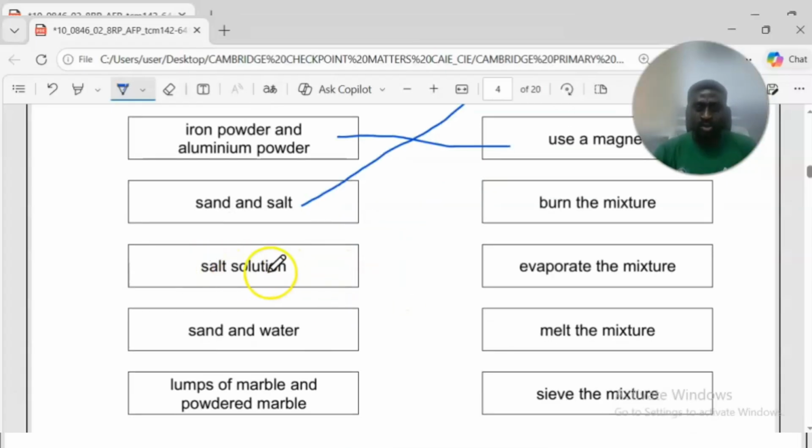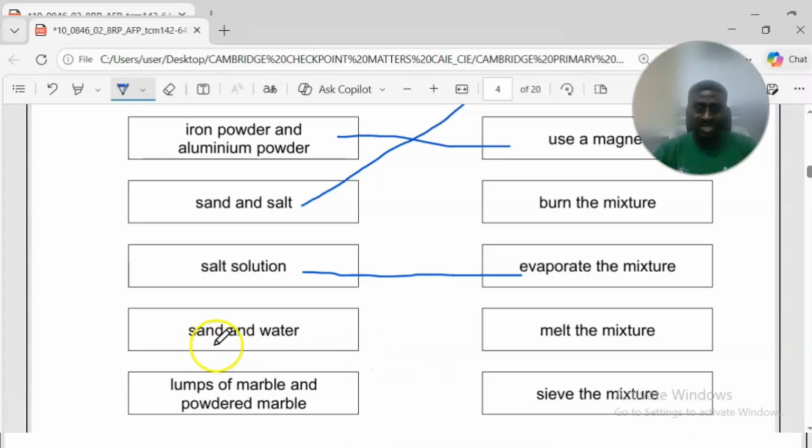Next mixture, salt solution. Salt in water. Salt is soluble. So you now have a water that has the same phase with the solid that was dissolved in it. So which method can we use to separate this mixture? I believe you're guessing the answer right now. The answer would be to evaporate the mixture.